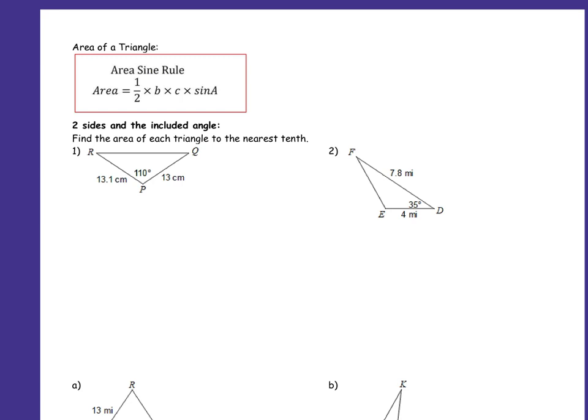So in order to use this rule, it says area equals 1/2 times a times b times c times the sine of A. So basically it's two sides and the included angle. If I know two sides and the included angle, I can find the area of any triangle. It would be 1/2 times the two sides times the sine of the included angle, and then I can find the area of that triangle.